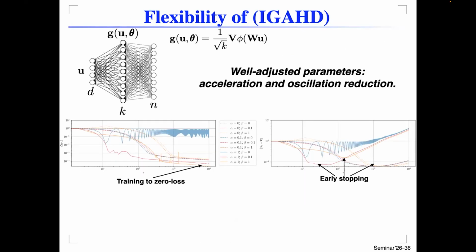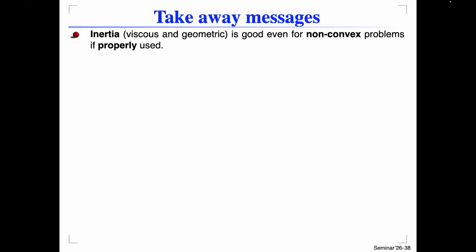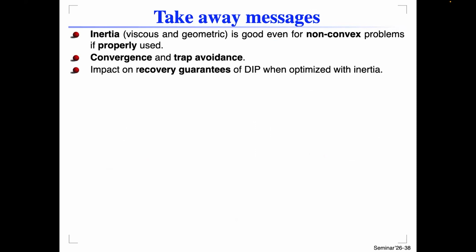but I'm going to leave the slides later on. Yeah, just a few takeaway messages. Inertia is very important to make these algorithms really work, to be faster. Viscous and geometric damping is very important, even for non-convex problems. And we can converge while avoiding bad critical points, what we call trap avoidance.